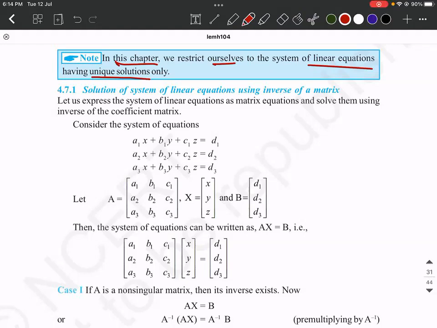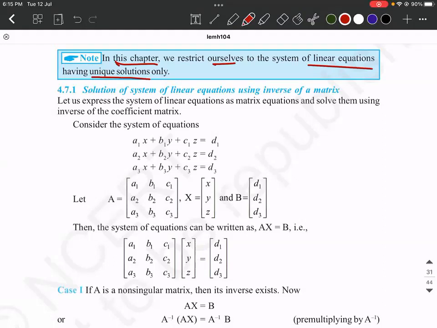Okay. Now, the next heading, please write it down: Solution of system of linear equations using inverse of a matrix.